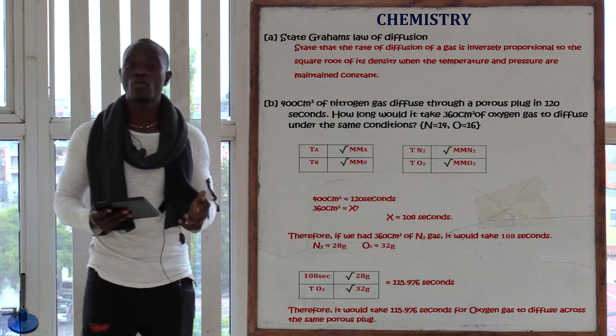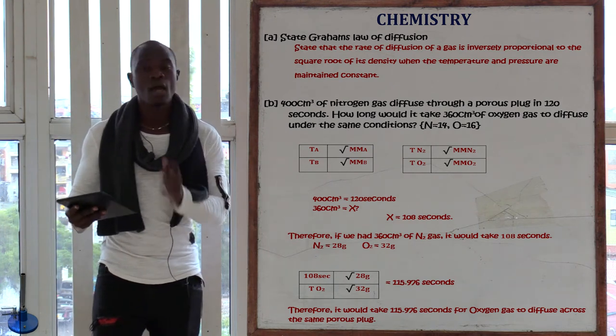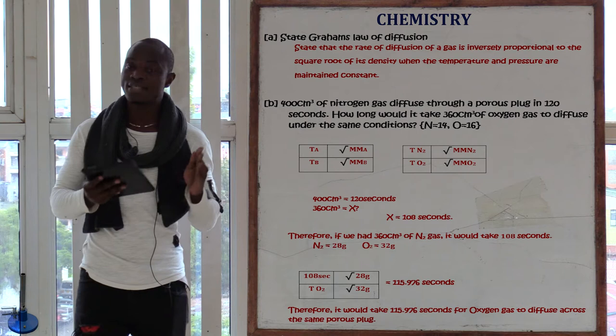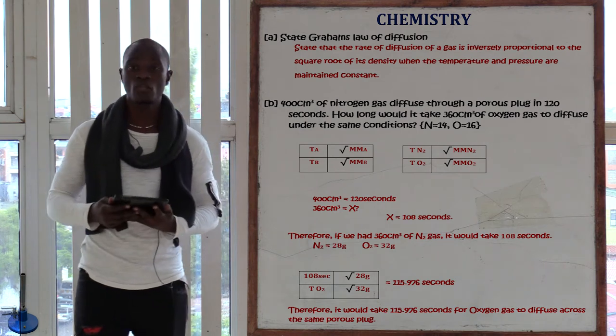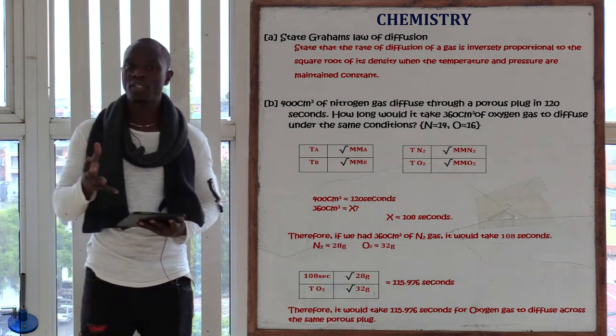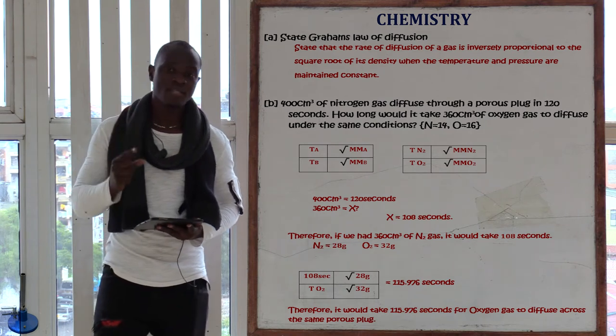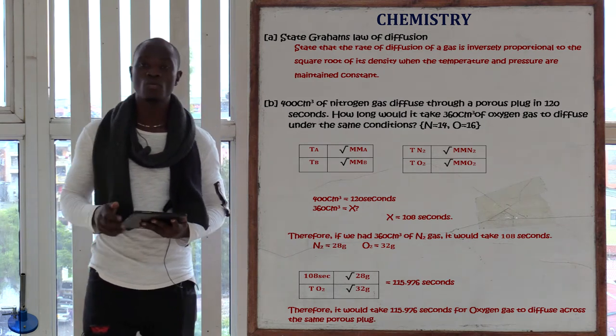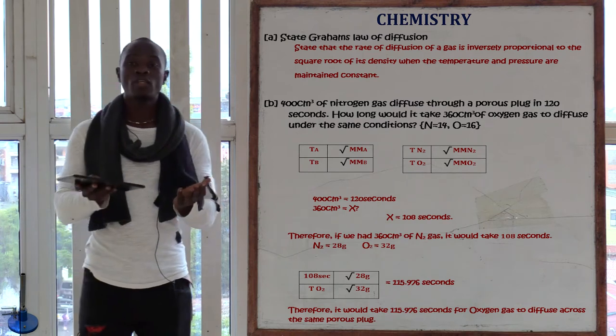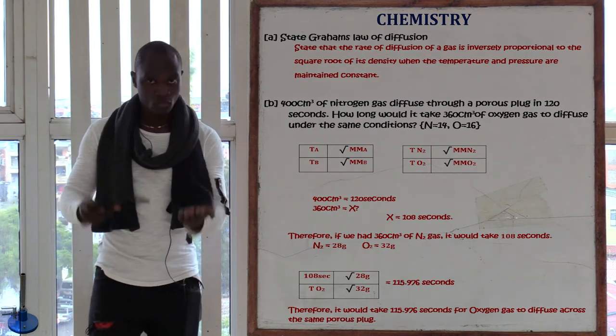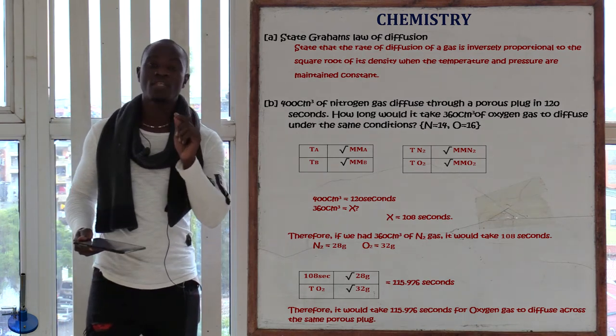For oxygen, we have not been given the time of oxygen, but we have been told that oxygen is 360 centimeters cubed. So if you have been brought in such a situation, the first and most important thing you do is bring nitrogen to the same level of oxygen. That is always the first thing to do.